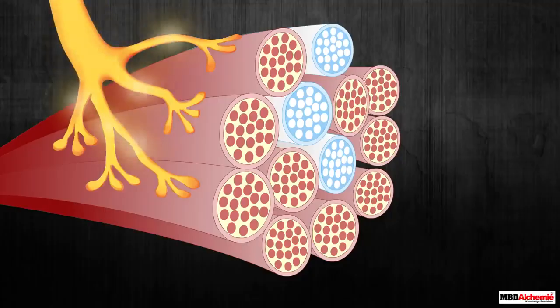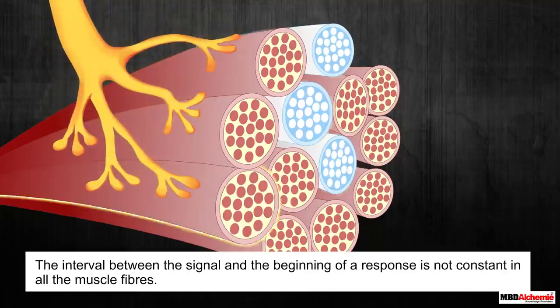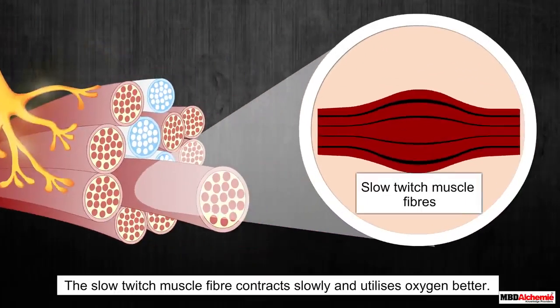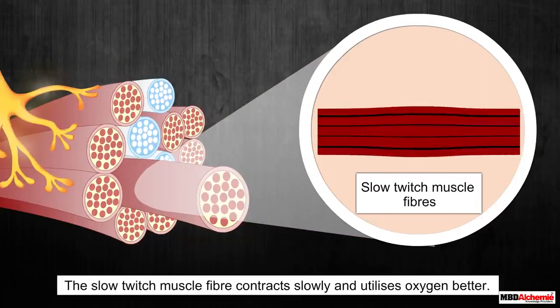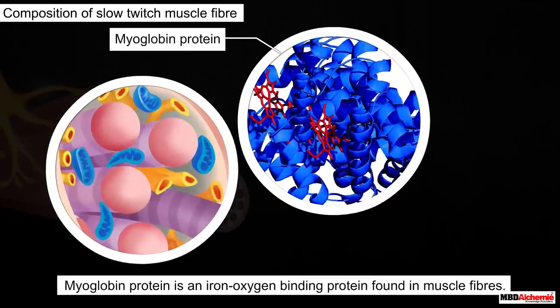All the muscle fibers do not respond to the signal in the same interval of time, that is, the reaction time. The interval between the signal and the beginning of a response is not constant in all the muscle fibers. The slow twitch muscle fiber contracts slowly and utilizes oxygen better. What makes it slow is the components present in it. First is the myoglobin protein.